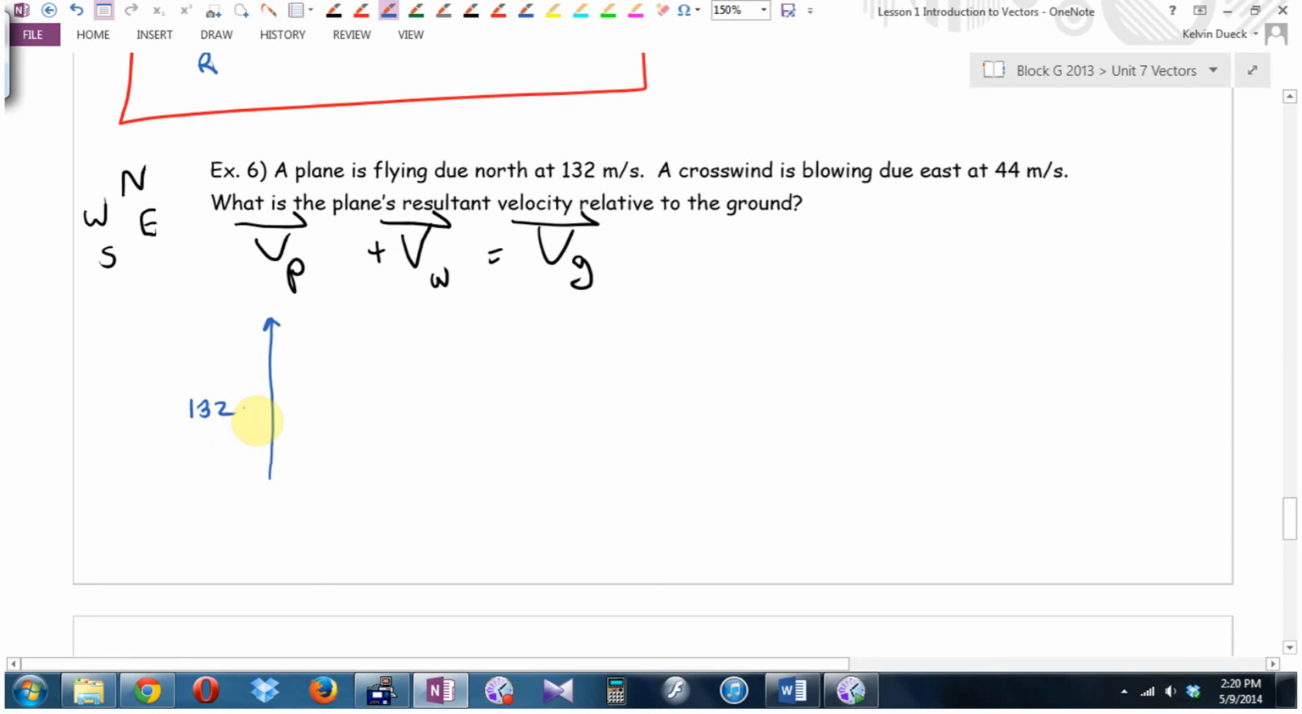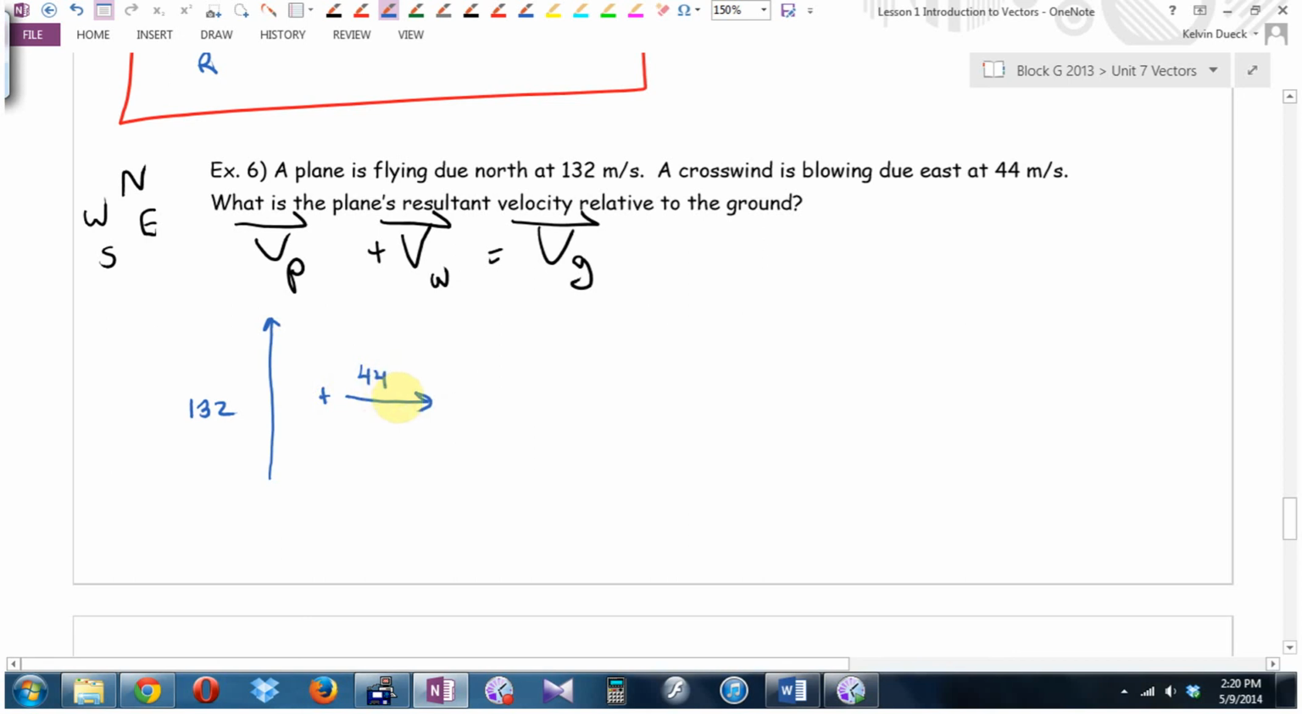Valoria, what's the wind's velocity? East 44. 44, is that more than half as big as 132 or less than half as big as 132? About a third, roughly. You know what? I'll draw it about a third as long. Plus, and east is to the right.